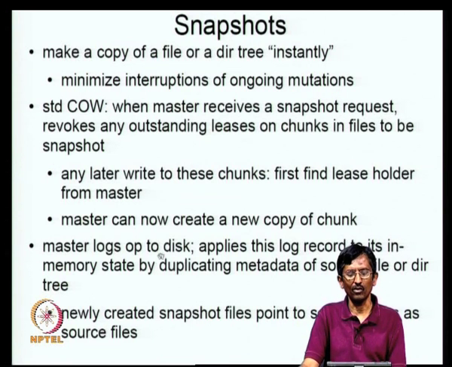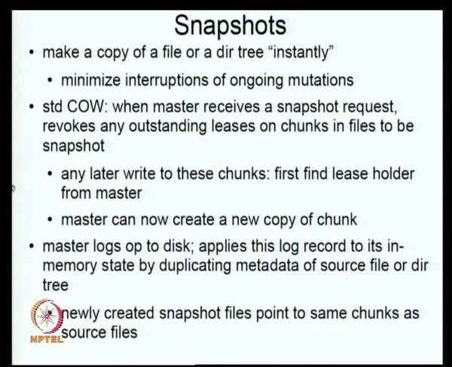Now, the master also logs the operations to disk. First, it applies this log record to its in-memory state by duplicating the metadata of the source file or directory. Basically, in a snapshot, you have a source and a destination. So you duplicate the metadata of the source file or directory first, and then you log all these things to disk. Just like in any standard snapshot, newly created snapshot files point to the same chunks as the source files. Once an update happens, that connection is broken.